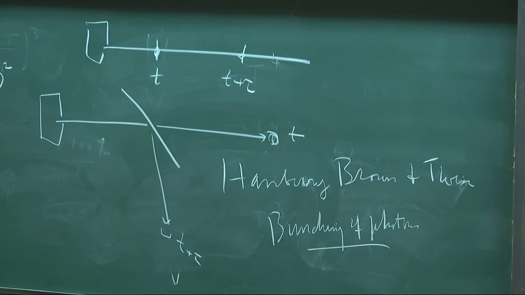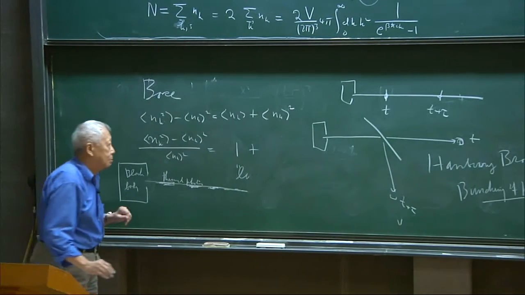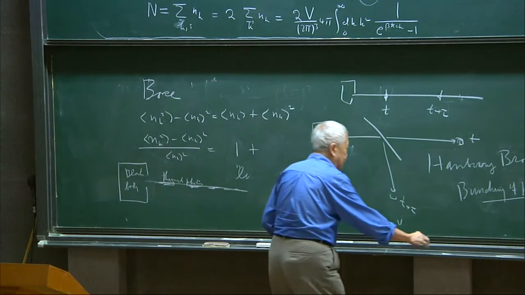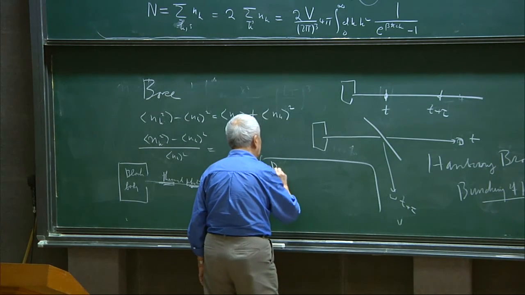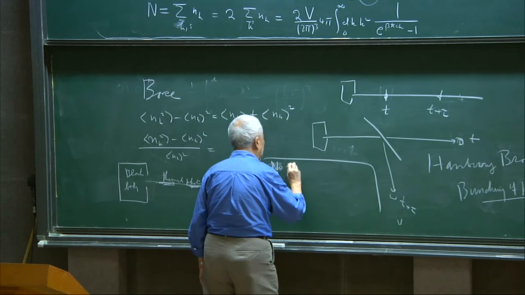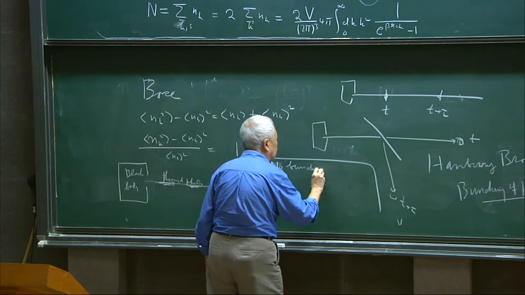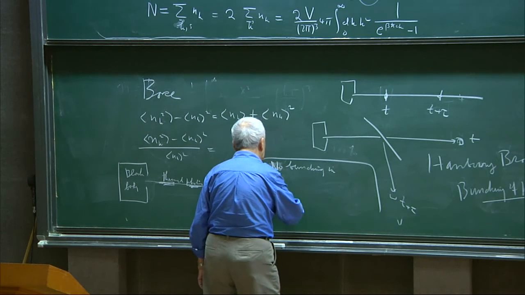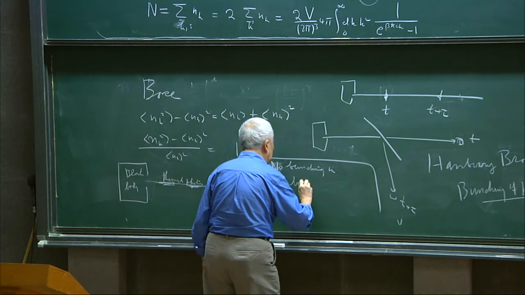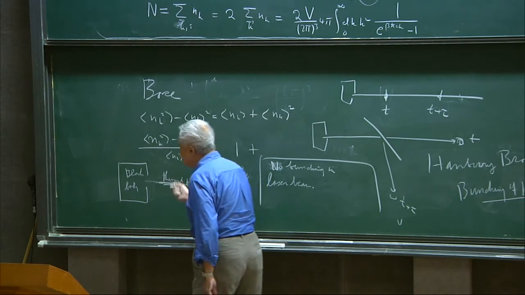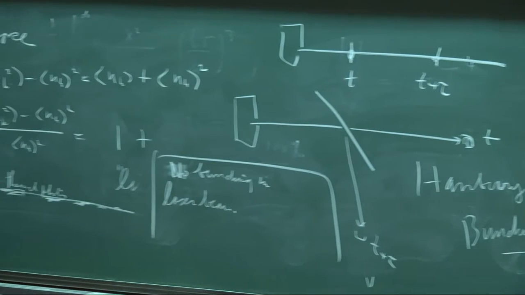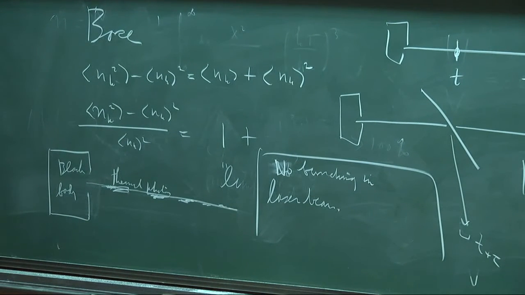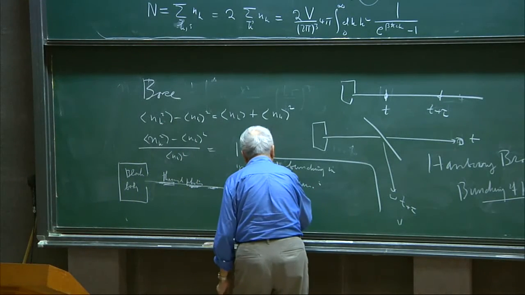And this is supposed to be the first experiment in quantum optics. But this does not happen in a laser beam. No bunching in a laser beam, because a laser beam is not thermal. It's not thermal photons. It's not in equilibrium. A laser beam is a beam of coherent photons with an indefinite number of photons. A coherent state.